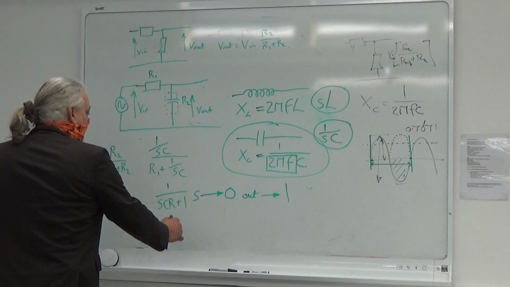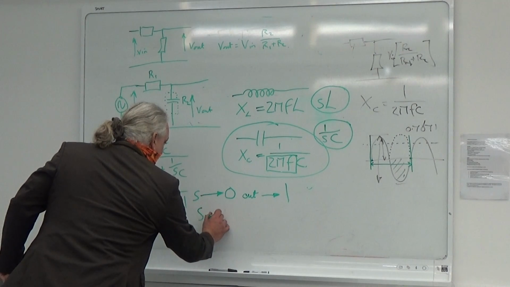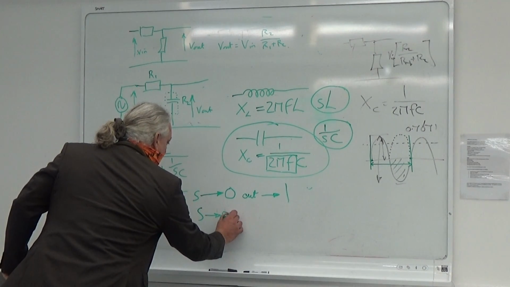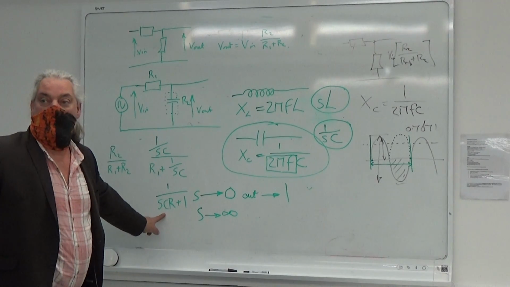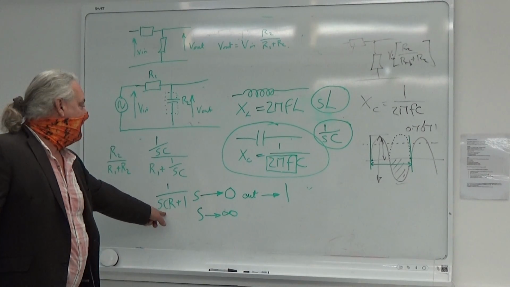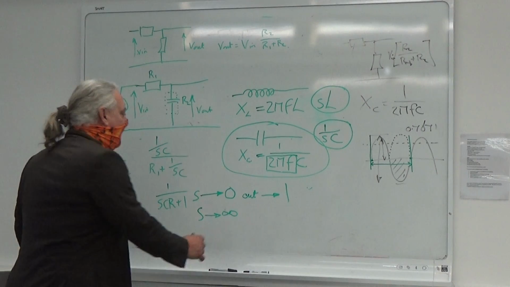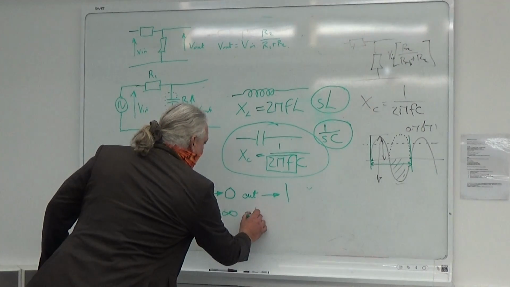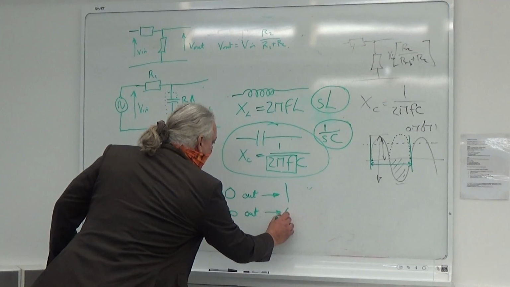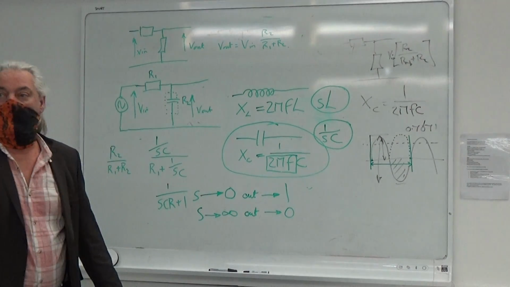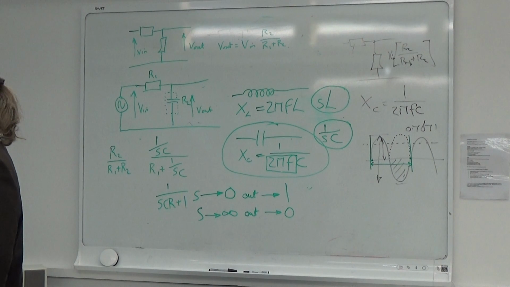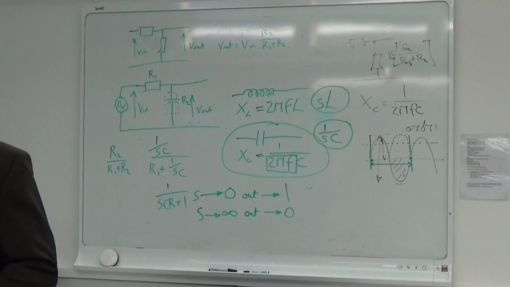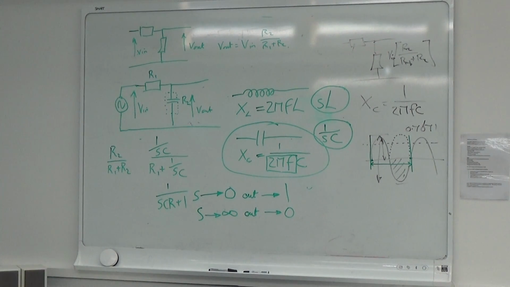Let's see what happens if S goes towards an infinitely large number. What do we end up with there? Well, an infinitely large number plus 1 is just an infinitely large number. We end up with 1 on infinity. Output changes to 0. And no magic, just from the maths. So the maths has just reinforced exactly what we believed to be the case before.